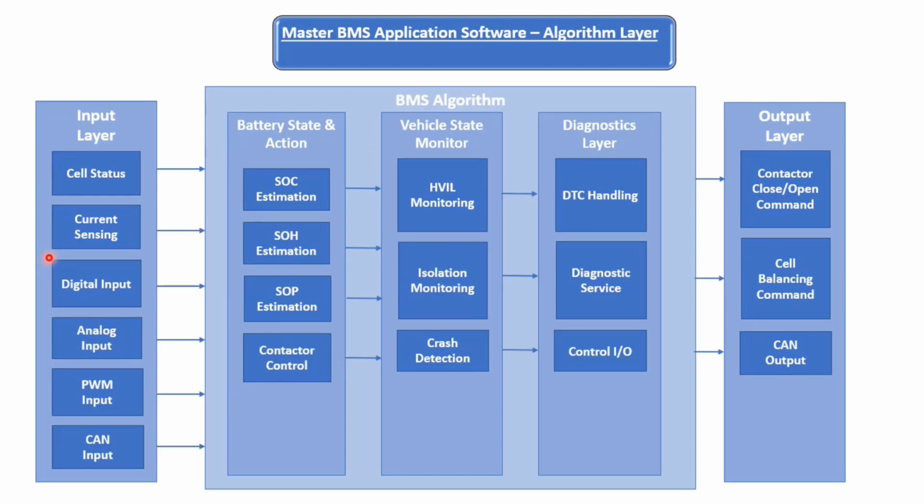In the algorithmic layer, though we have already discussed it, just for clarity I'll tell you. In the input, we'll take the cell status, current sensing, analog input, PWM input, and CAN input. All the information will be taken to our BMS algorithm. From the BMS algorithm, we'll give the output: how much current has to be charged or not, what the status of the cell commands is, and what the control of the CAN is.